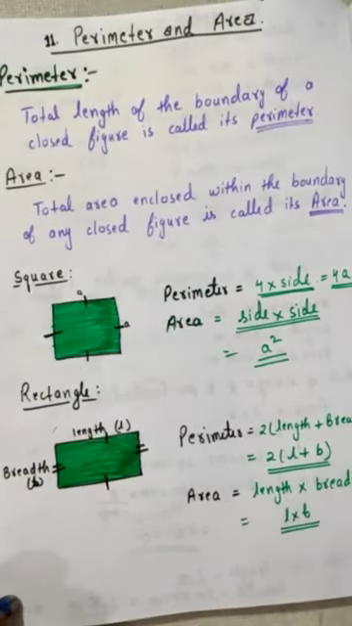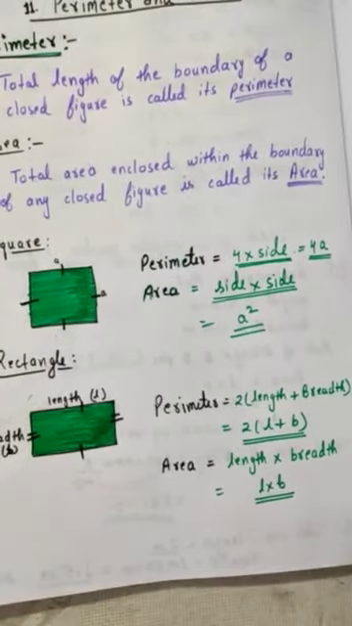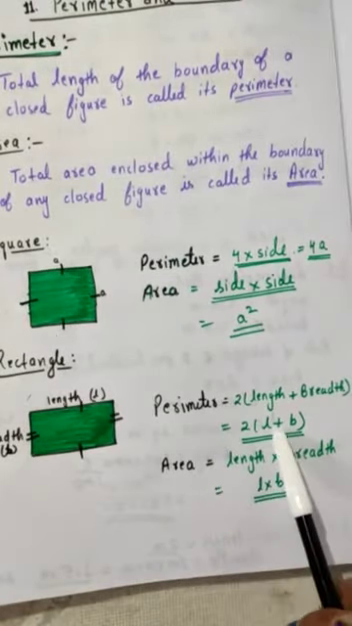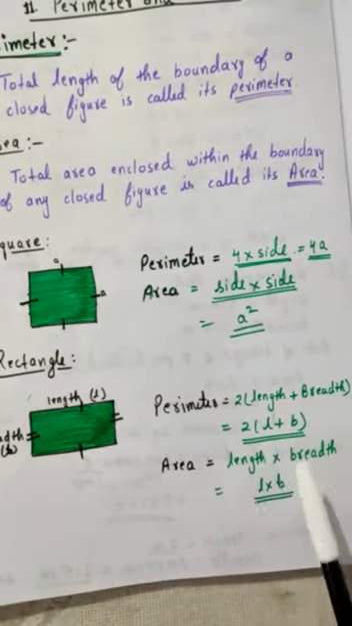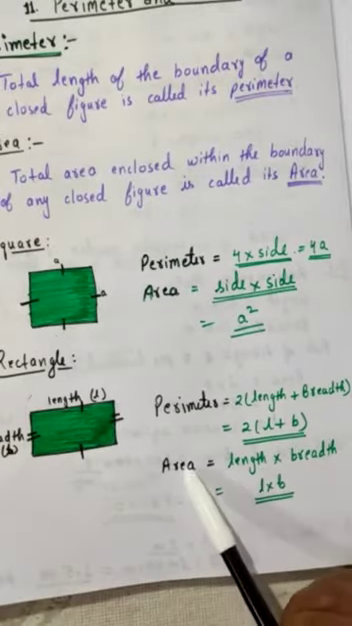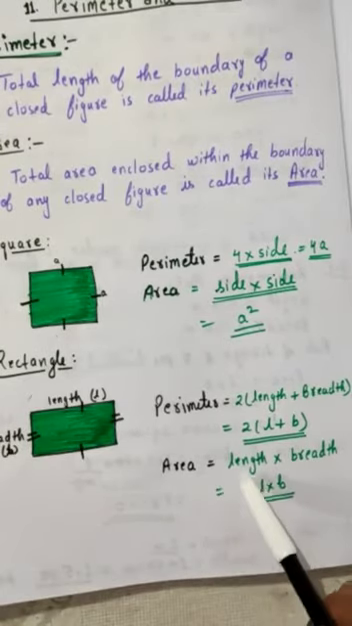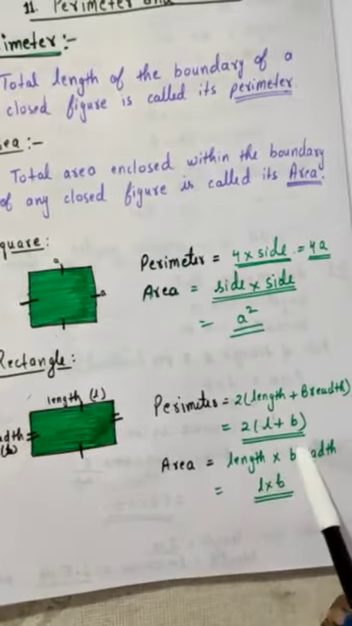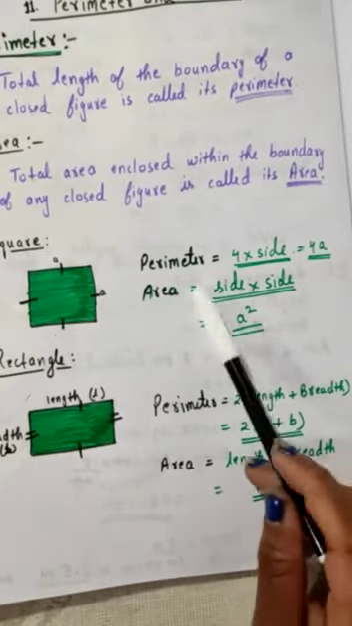So this will be the formula for the perimeter of a rectangle, which is twice length plus breadth. And for calculating area you have the formula L into B, length into breadth. It is similar to side into side.